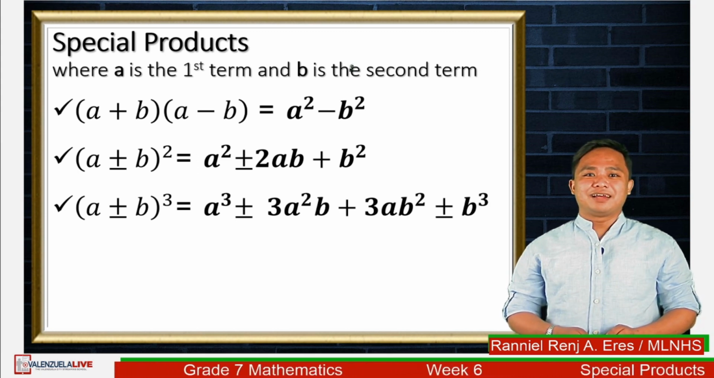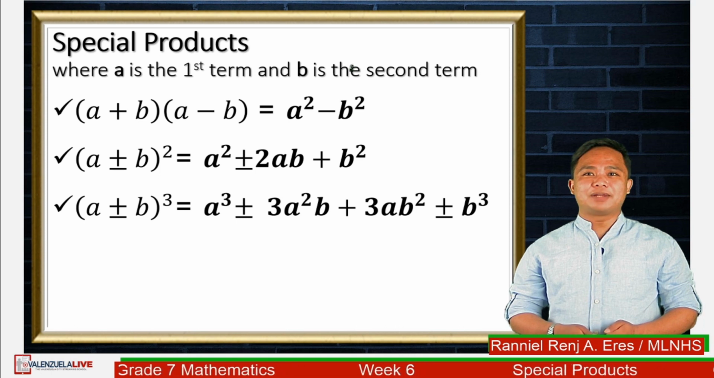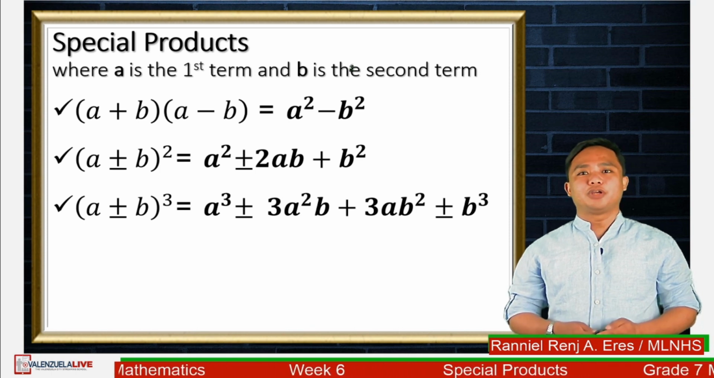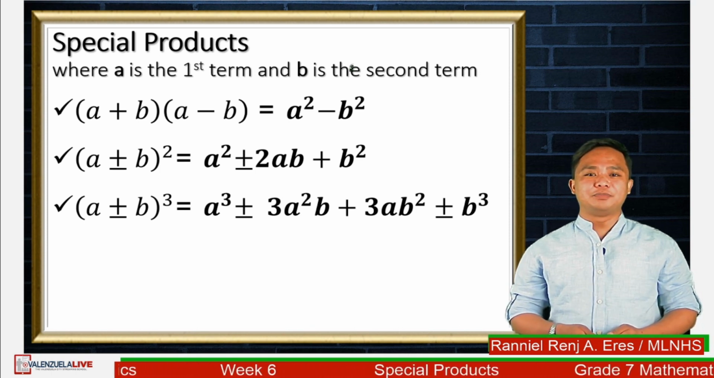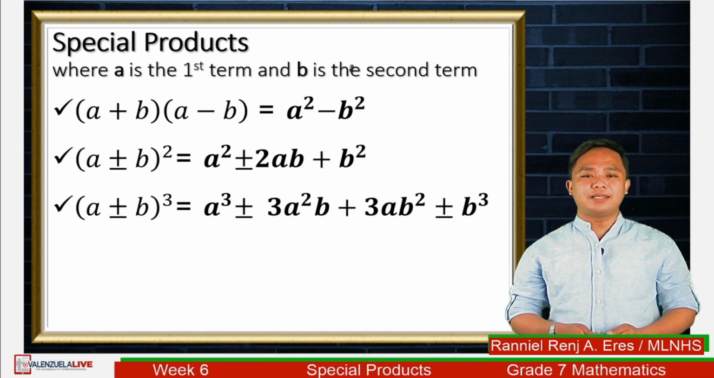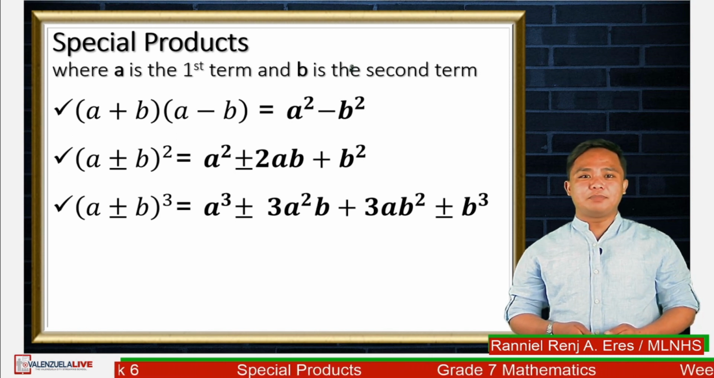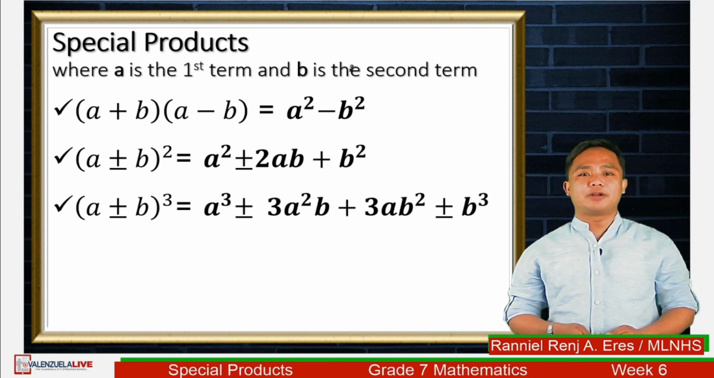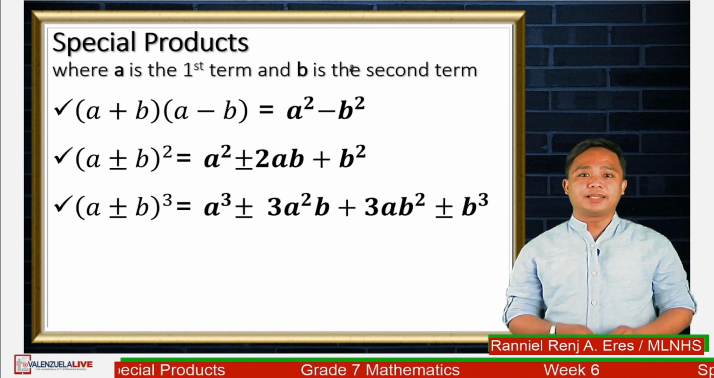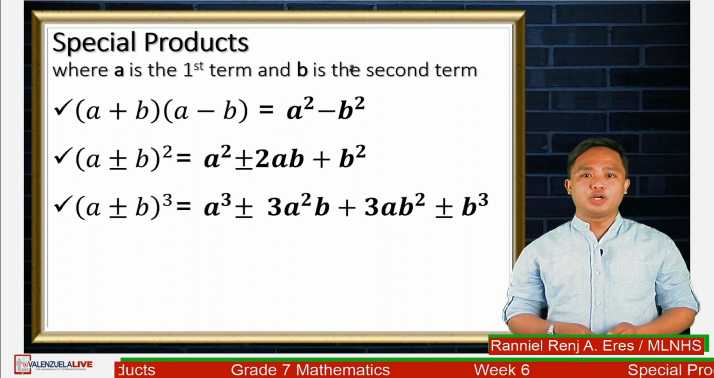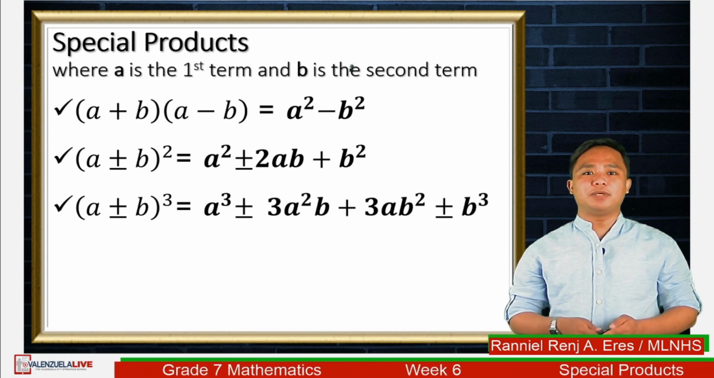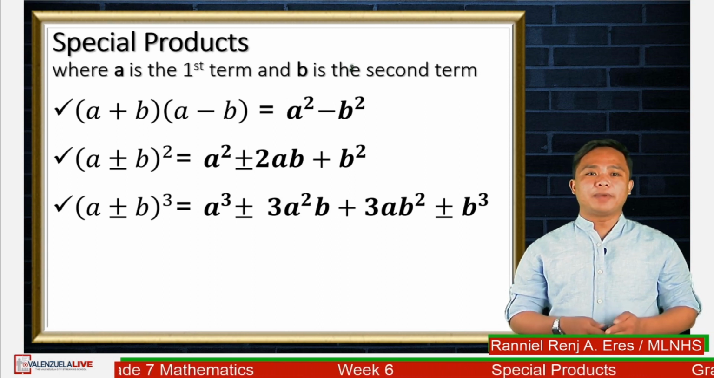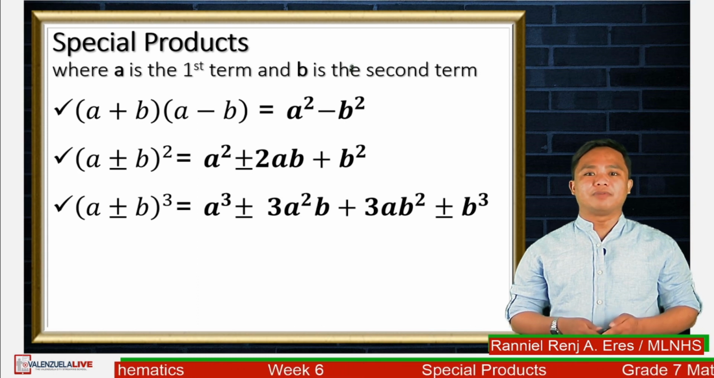Next is A plus or minus B cubed. The answer is A cubed plus or minus 3A squared B plus 3AB squared plus or minus B cubed. It is the cube of a binomial. The sign of 3A squared B and B cubed will depend upon the sign of our given.